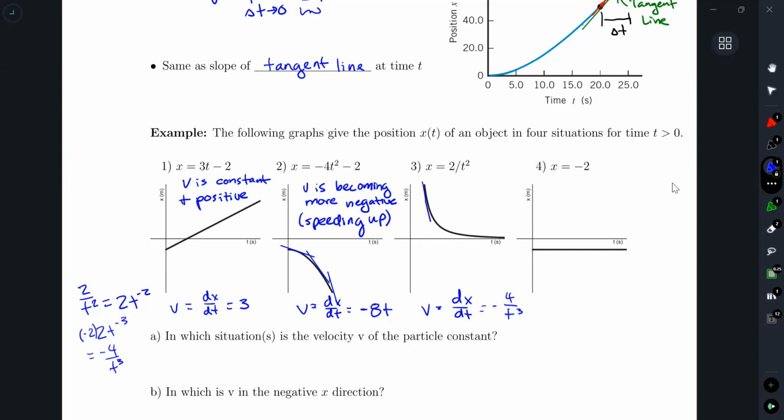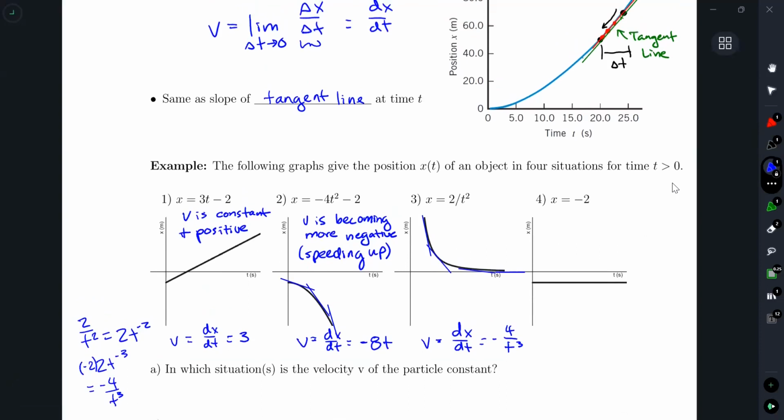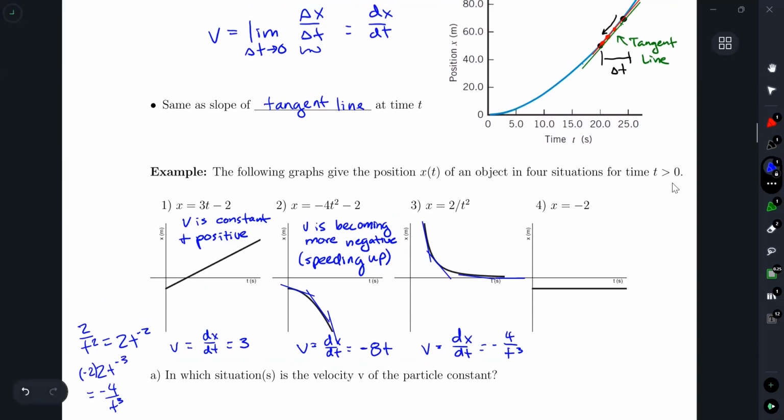So our slope starts out pretty negative. It's a large negative value. But as you said, it levels out over time, gets flatter and flatter until eventually, meaning after infinite time, that slope is zero, meaning they come to a stop. So V is becoming less negative over time. They are slowing down.